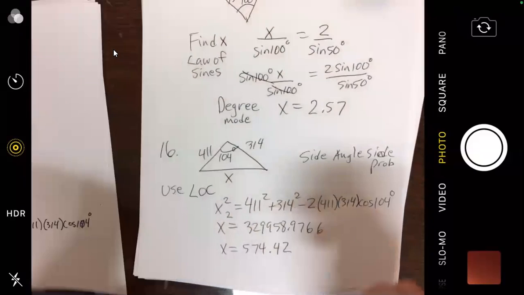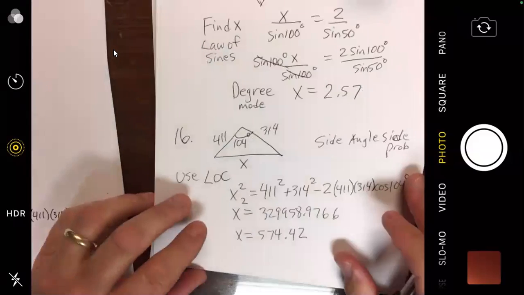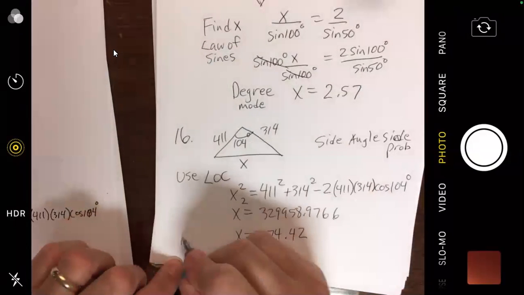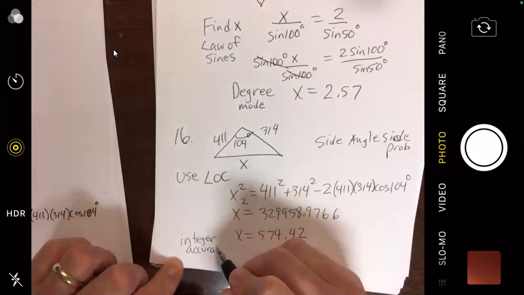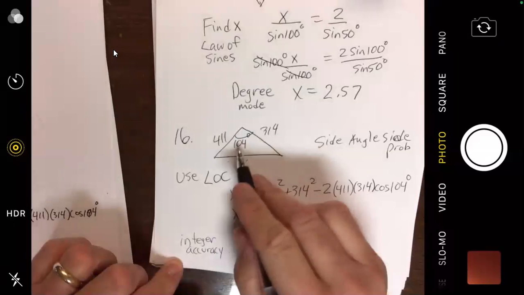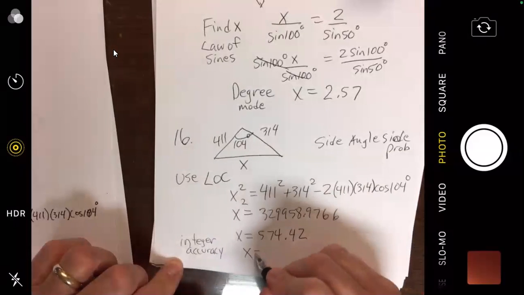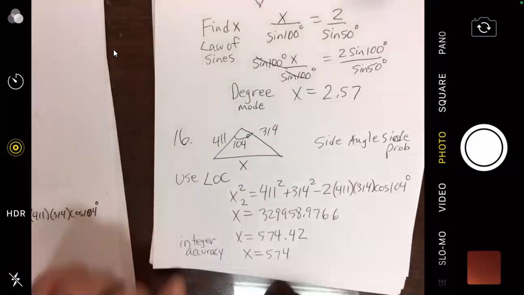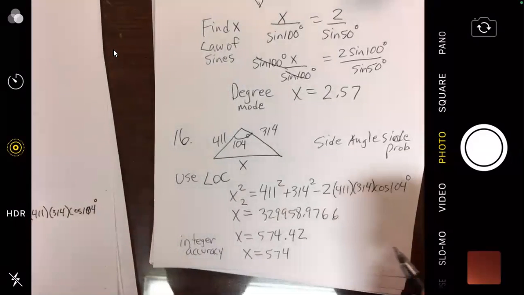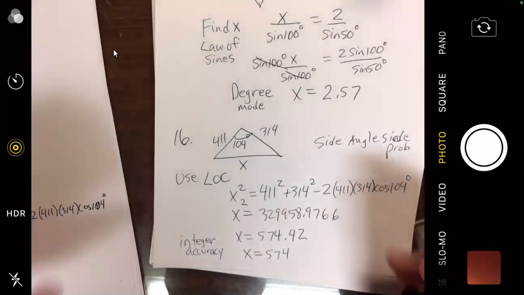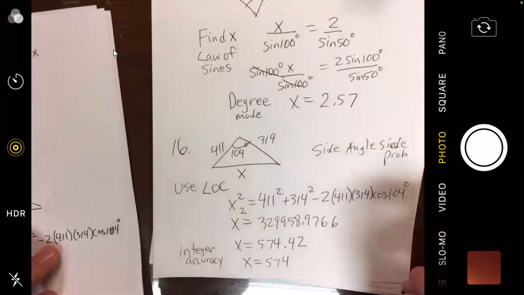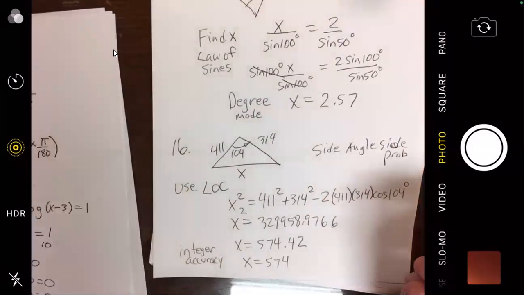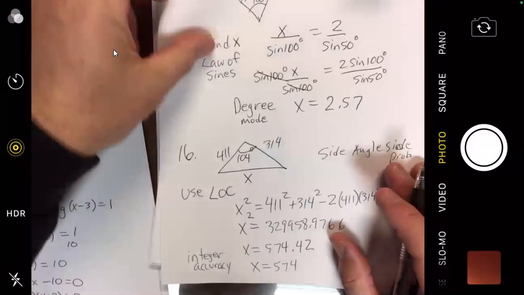Now, I'll take that answer if you want to be hyper-technical with the book. We only want integer accuracy. You only have to report answers to the accuracy of the problem, which is integers. So we would also take just 574. All right, we're not going too fast, trying to squeeze this in, and I'll resume.